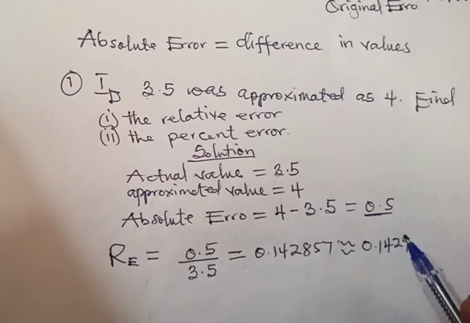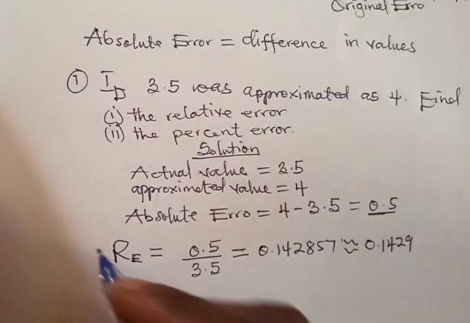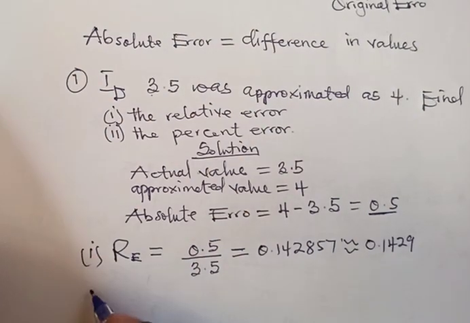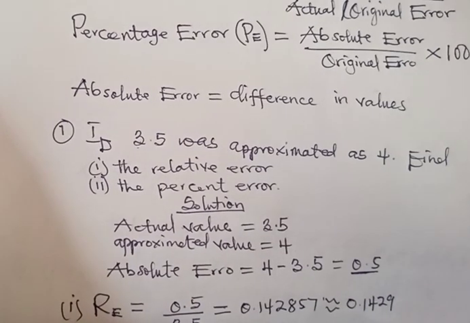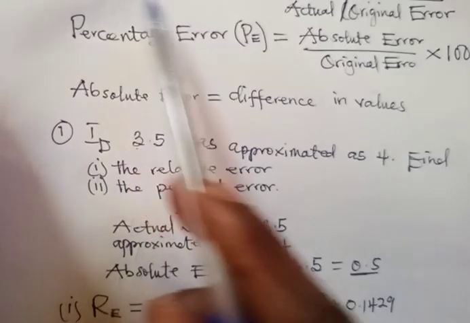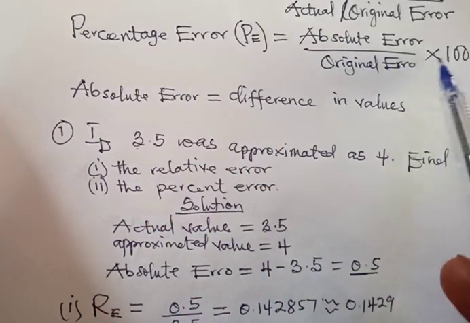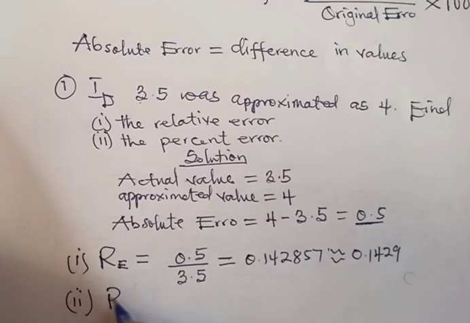All right, great. So this is our relative error. How do we find the percentage error, or percent error? For percent error, it's just a matter of multiplying the relative error by 100%. So to get an accurate answer, we can just write.